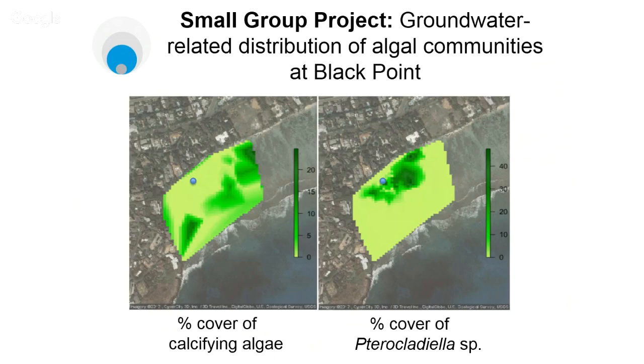And then on the right, we see the cover of Ceratodictyon, which is a native small red alga. And this is cool for different reasons. Well, first of all, it likes the groundwater. And second, it used to be kind of rare in Hawaii, and now we see it a lot more. And it likes groundwater.